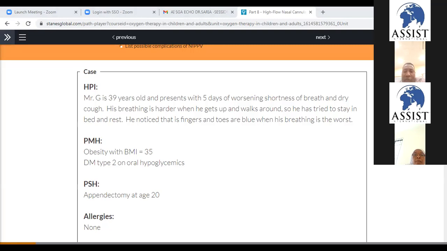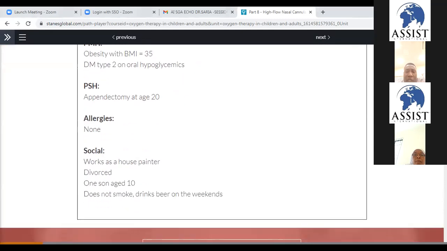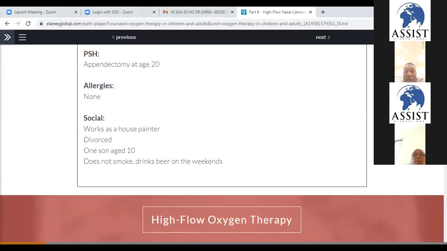On the past medical history, he's obese with a BMI, body mass index, of 35. He is a type 2 diabetes mellitus patient on oral hypoglycemics, and he underwent an appendectomy at the age of 20. This is the past surgical history. He has no allergy. On the social history, he works as a house painter. He is divorced with one son aged 10 years, and he does not smoke, but drinks beer on the weekends. So this is the history.